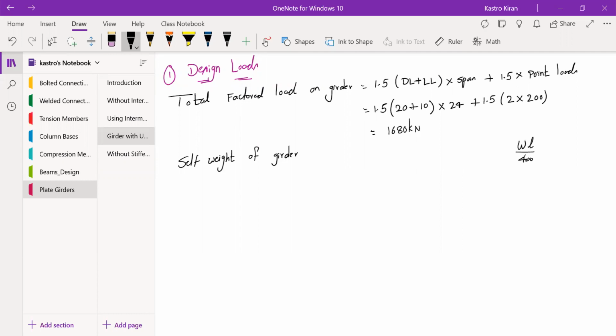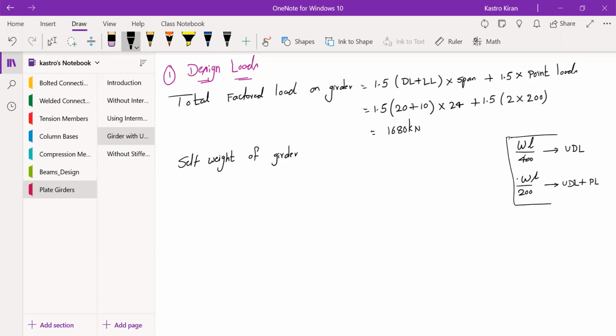Okay, so the self weight of girder, you have taken it as WL by 400. This formula is applied only when you have the UDL load. Now here you have a combination of loads. So when you have a combination of loads, that is UDL and point load or concentrated loads, you can shift this value to WL by 200. So usually it is WL by 200.